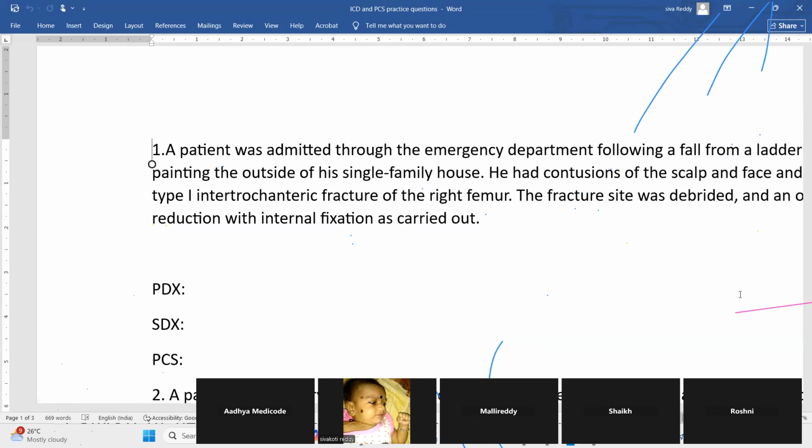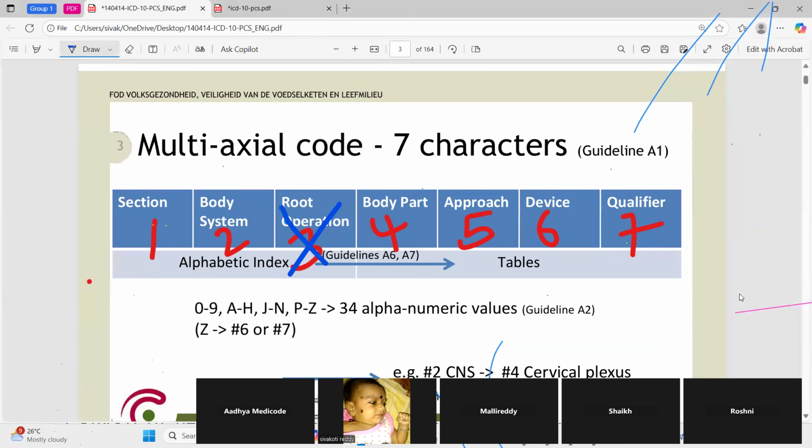No, right? We have just seen demographics. Now, the third character is the most important in PCS coding. Up to now, whatever we discussed is nothing if you are not able to read the third character guidelines.